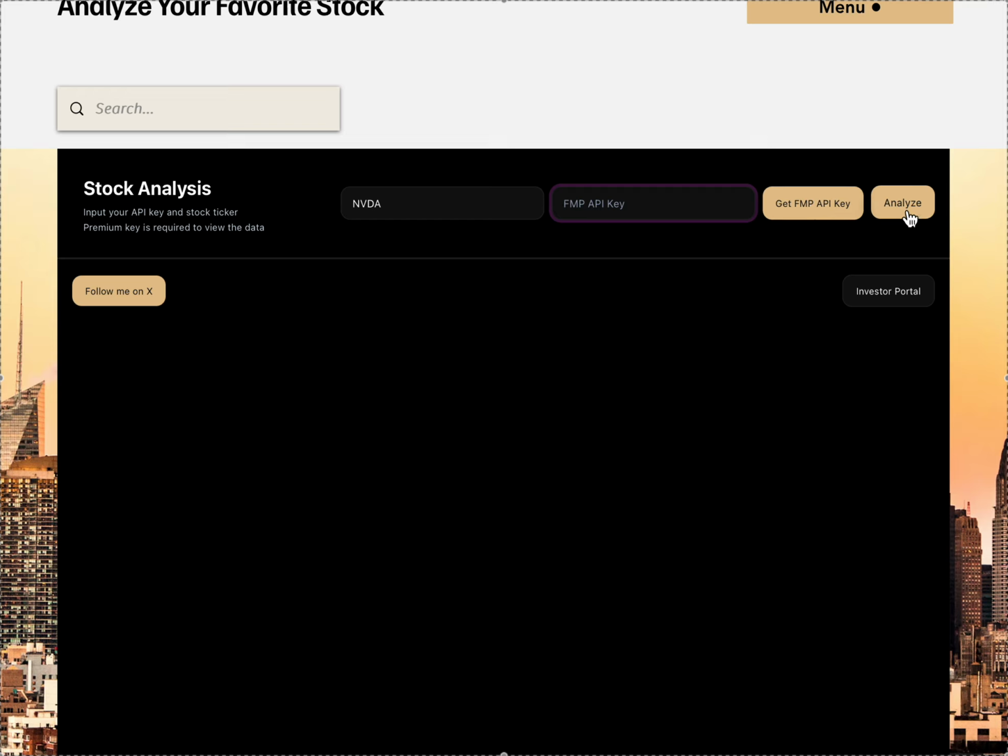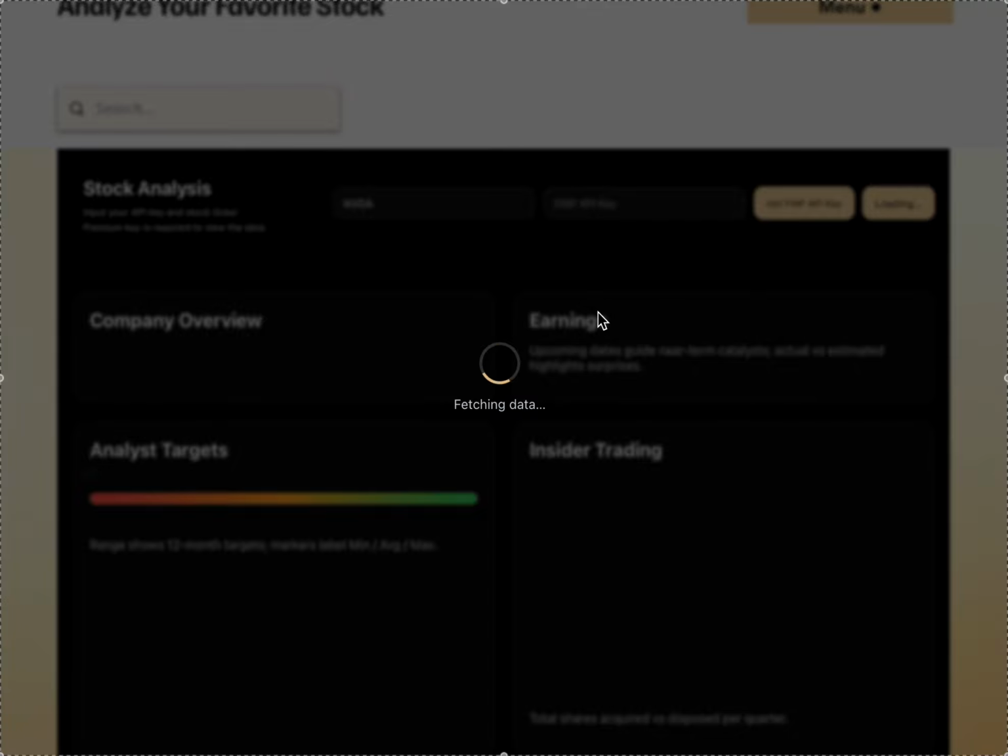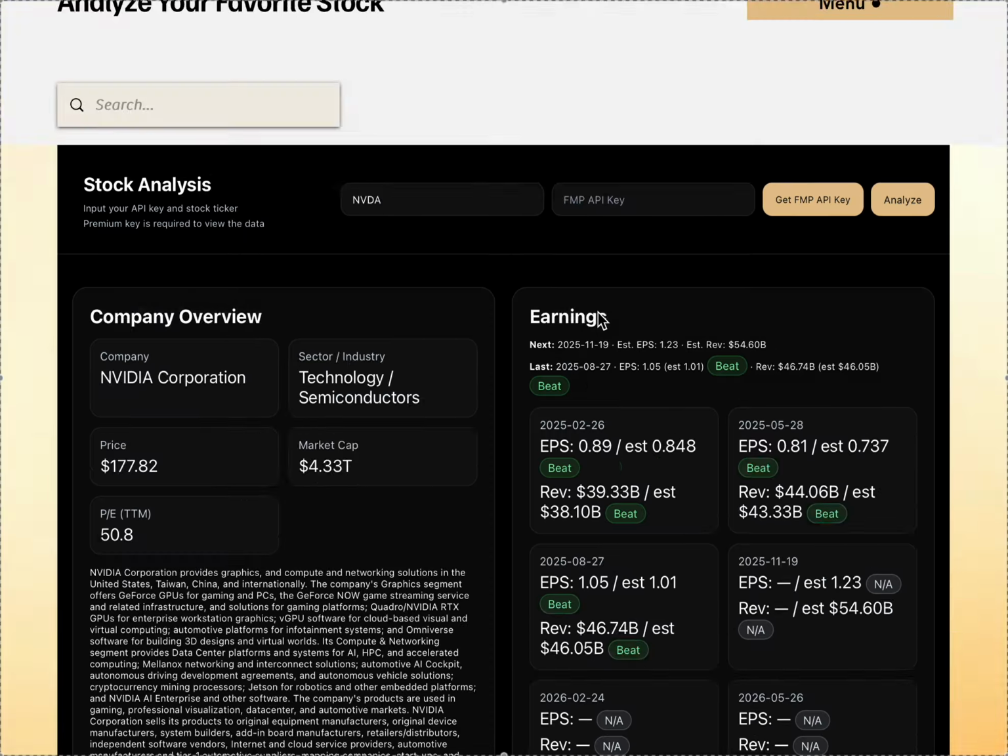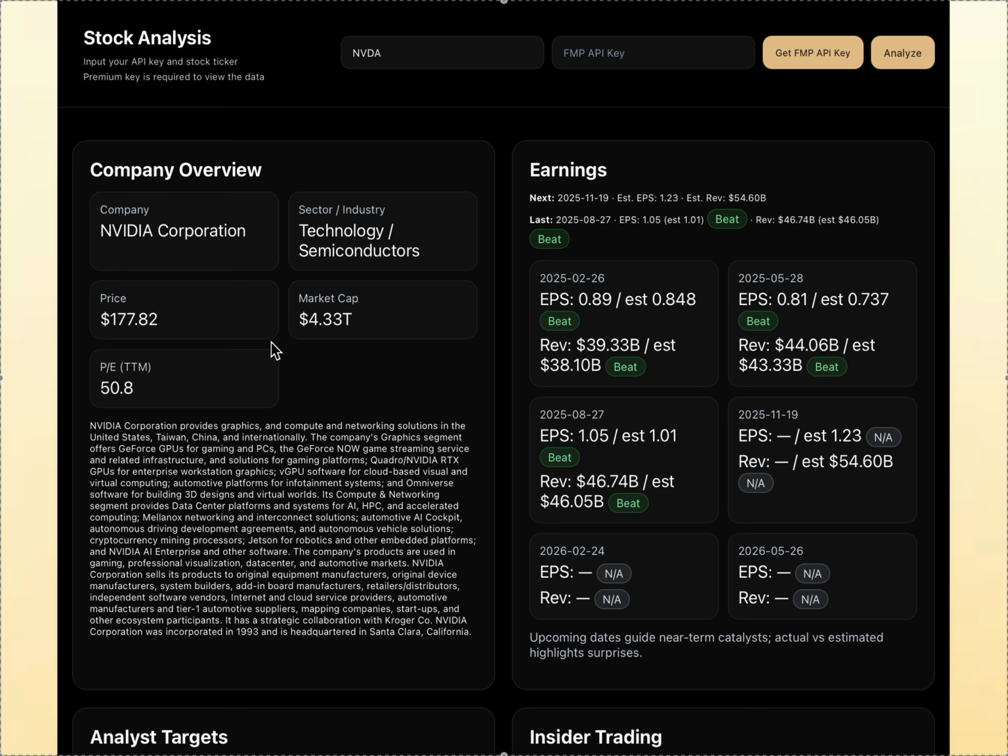Let's see what the app shows after we press the Analyze button. It is fetching the data, it will take some time. So basically you see the NVIDIA snapshot, company overview, current price, the market capitalization, the industry.